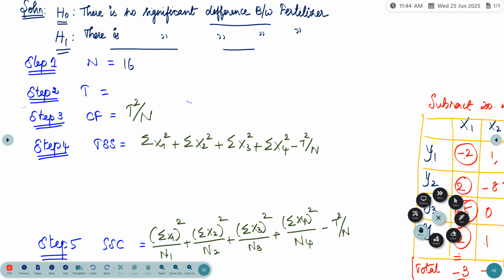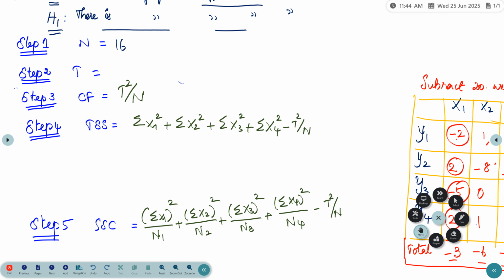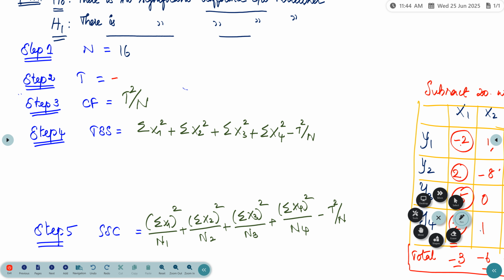Here, we already calculated the T value. T value is minus 25. So the CF value is T square divided by n. What is T square? Minus 25 the whole square divided by 16. So we get 625 divided by 16. The answer is 39.06. Next we are going to calculate TSS.